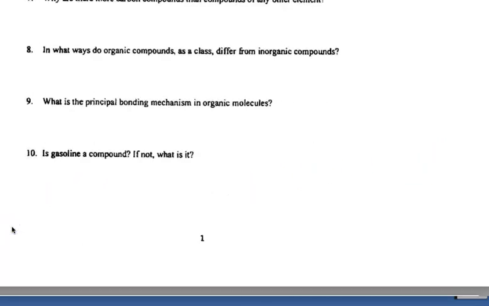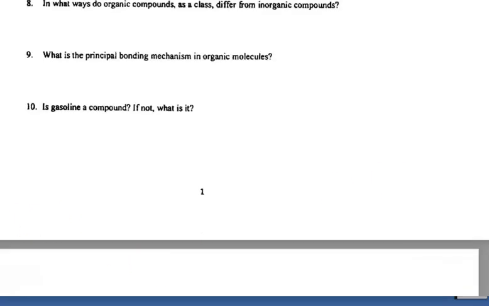Number 9. What is the principal bonding mechanism in organic compounds? The principal bonding mechanism in organic compounds is the covalent bond, C-O-V-A-L-E-N-T. The covalent bond is the principal bonding mechanism in all organic molecules.